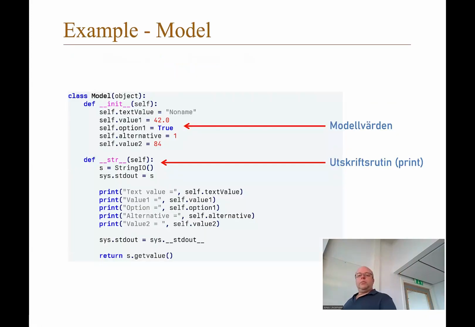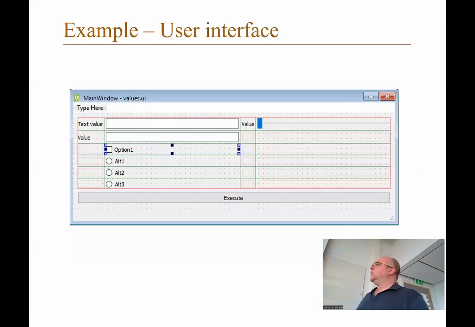So here I will do a simple model. I have a class here with values. I have a floating point value, I have a Boolean, I have an integer, and I want to just print it out here. And now I want to create a user interface for this. So I design my user interface here. This is from a tool I will show you shortly, but I have a text value, I have an option here, I have some radio buttons.